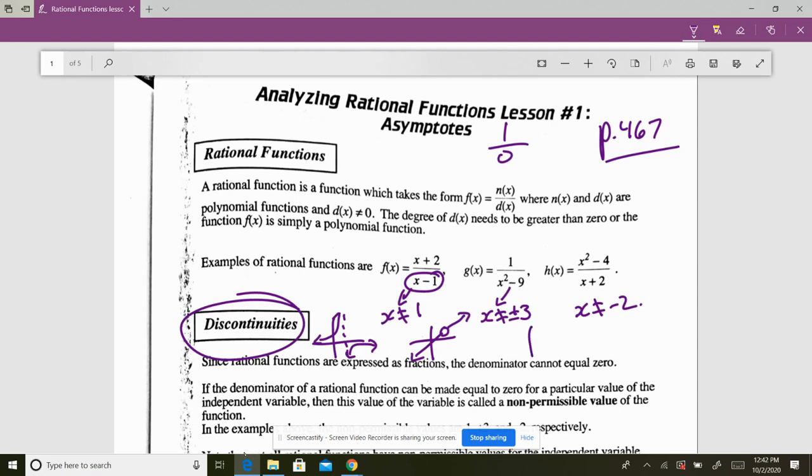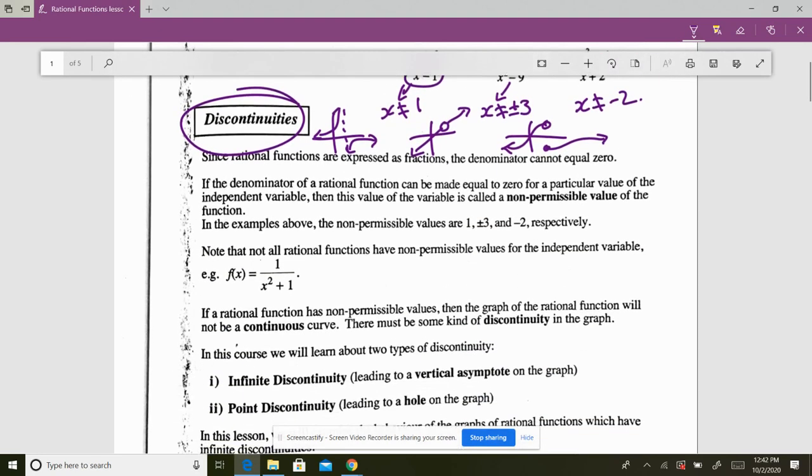And if you go on to take calculus, you can get jumps in your graph, things like that. So you get really weird graphs. We only look at the first two in Math 12. Are we okay?